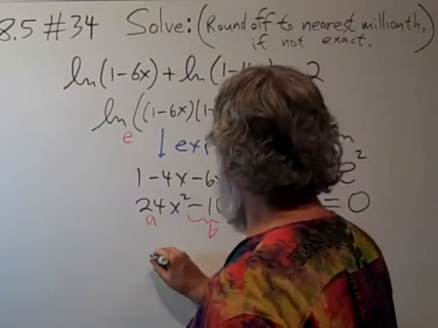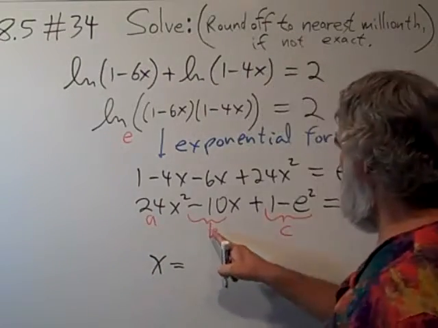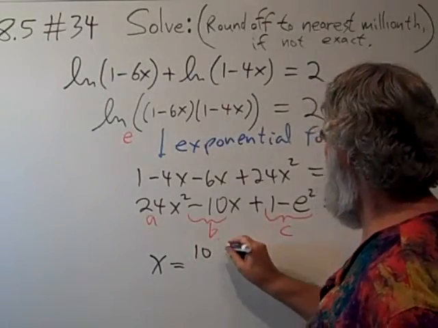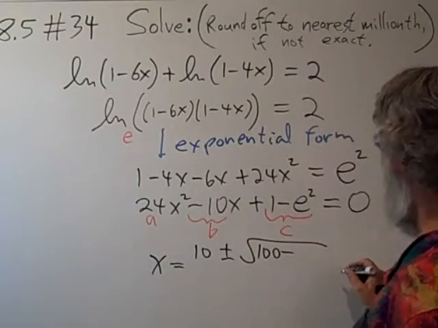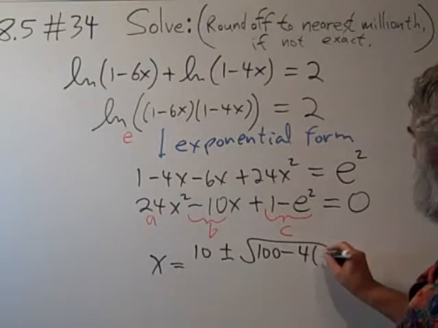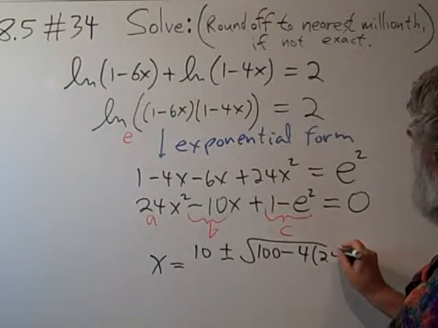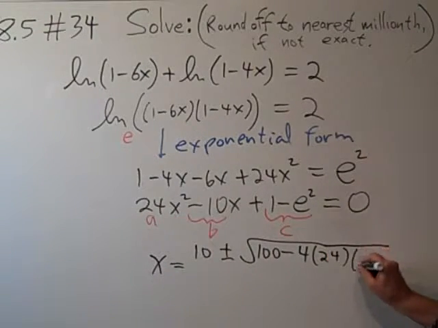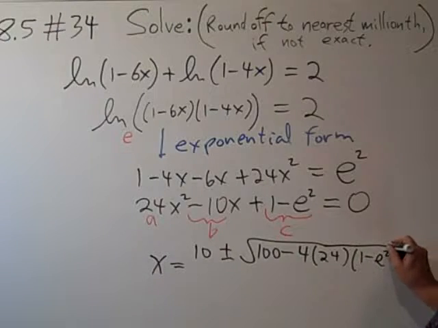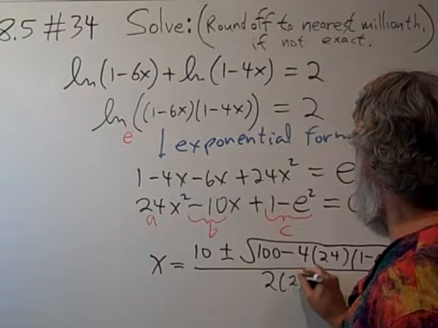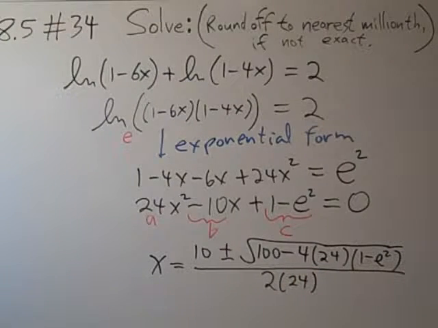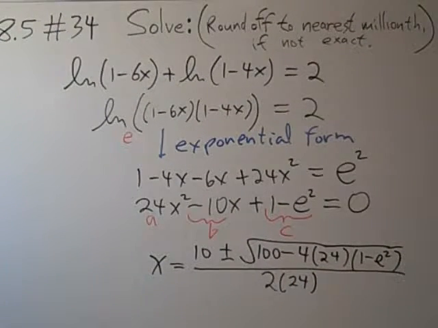So we get x is equal to negative of the negative 10, which is positive 10, plus or minus the square root of b squared, that's 100, minus 4 times a, which is 24, times c, which is 1 minus e squared, where e is just a number, a constant, over 2 times 24. So that's what we get for x.